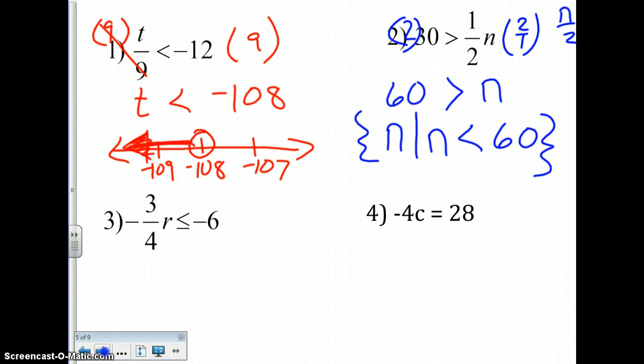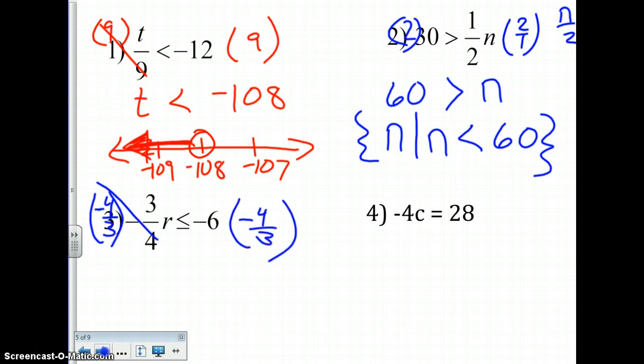Okay, looking at our third example. Here we have -3/4 times r is less than or equal to -6. So I have this negative sign out in front. I need to pay attention, and on this one I would go ahead and multiply by the reciprocal, -4/3. Multiply by -4/3.